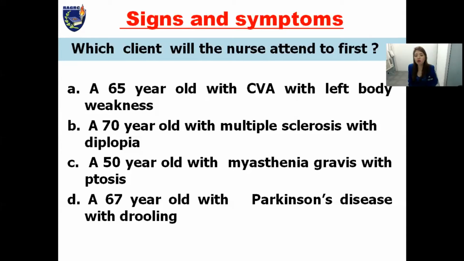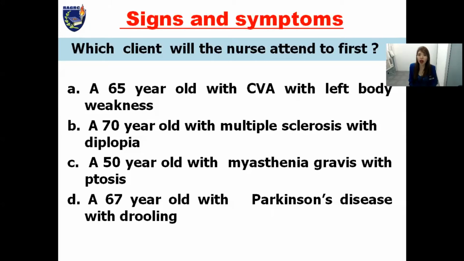Why? A 67-year-old with Parkinson's disease with drooling. As we have said, your priority would be A, B, C, D. Again, what are those? A, anaphylaxis. B, blocked airway. C, circulatory collapse. And D, drooling. And that drooling can lead to aspiration. We are not expecting drooling from a client with Parkinson's disease. We might expect bradykinesia, we might expect a shuffling gait, but not drooling.